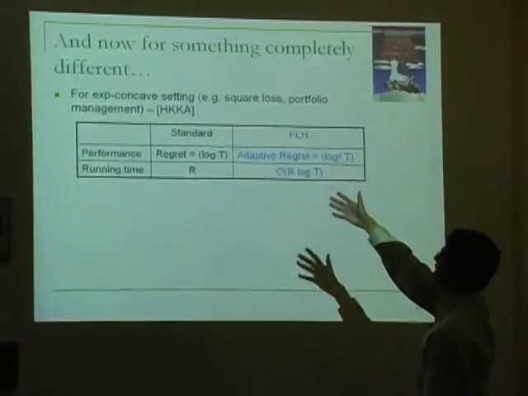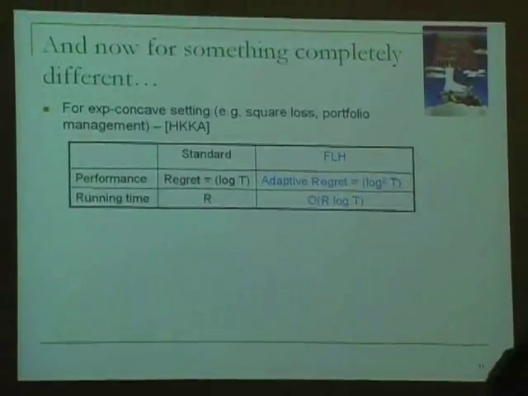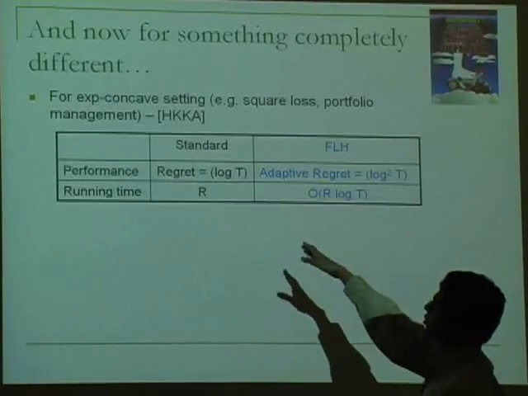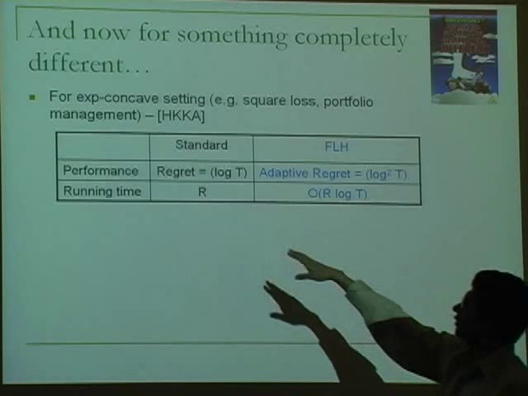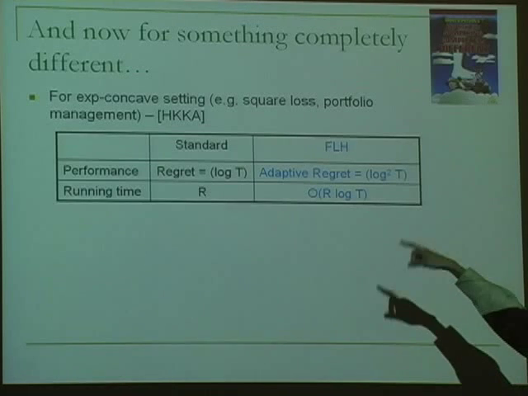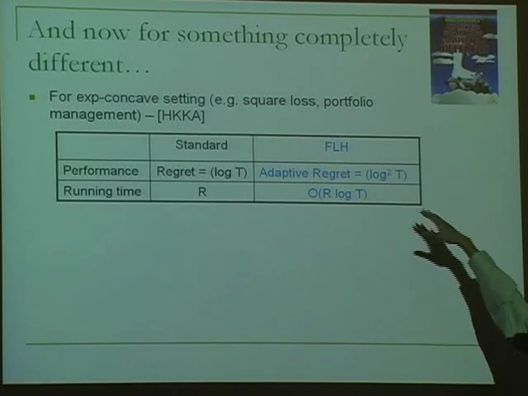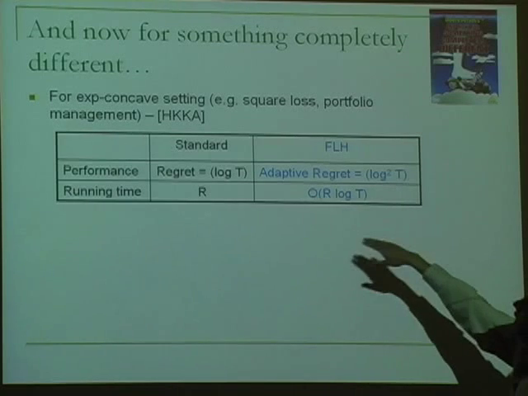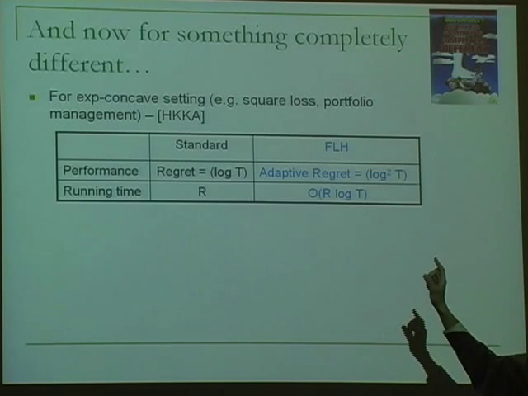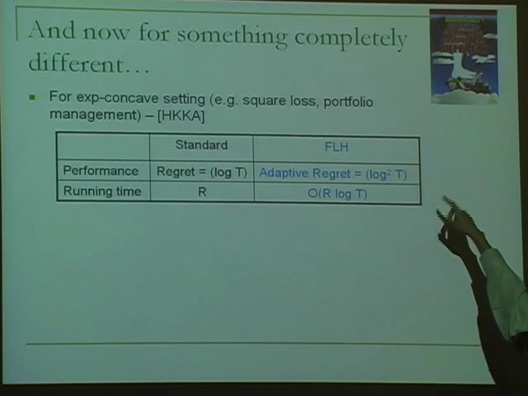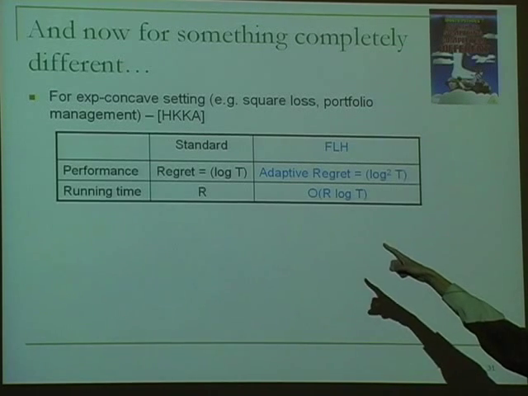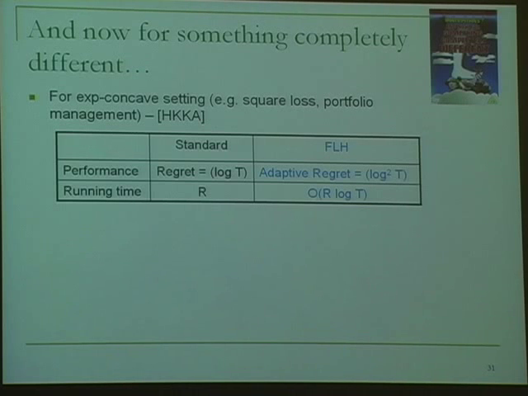For the X-concave setting, think of the problem of square loss, for example, or even portfolio management. Standard algorithms would give a regret of log t, and they would have a running time, let's say, of R per round. R is the amount of work that they do. We have a bootstrapping procedure that gives an adaptive regret of log squared t, so we lose a log there. And our running time per round is now R log t. So we lose a log in both of those parameters. But note that this is a much, much stronger notion of performance than regret. Incidentally, we also get regret of log t, so we can ensure that as well.